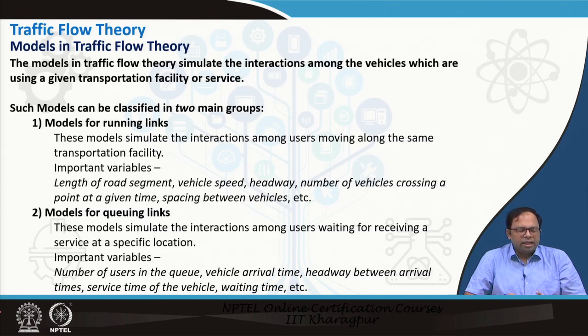You can understand that this model simulates the interactions among users waiting for and receiving a service at a specific location. For example, number of users in queue, vehicle arrival time, headway between arrival times, service time of vehicles, waiting time. So there is a certain number of people waiting, and there is a headway in between two buses maybe, and that determines how many would be waiting in queue. And then based on the arrival time, we can also understand how many people will be cleared.